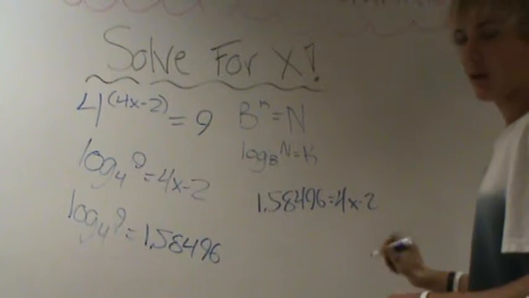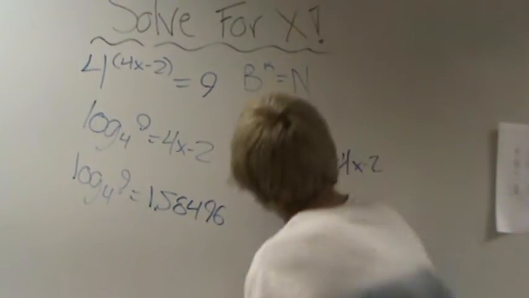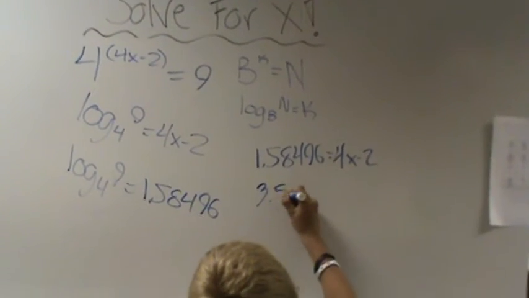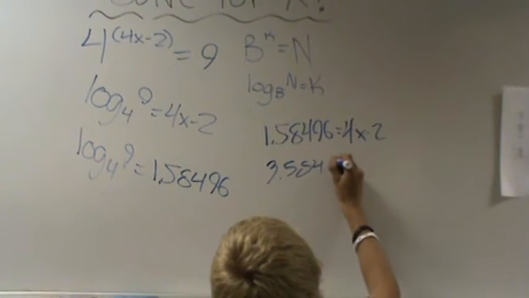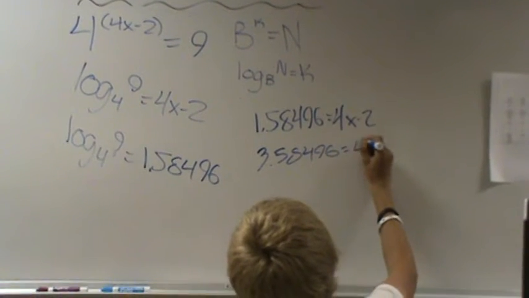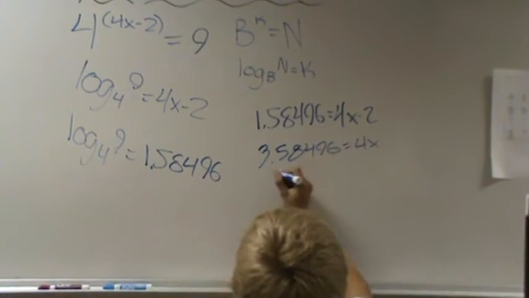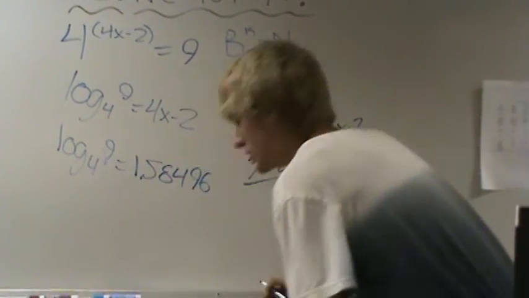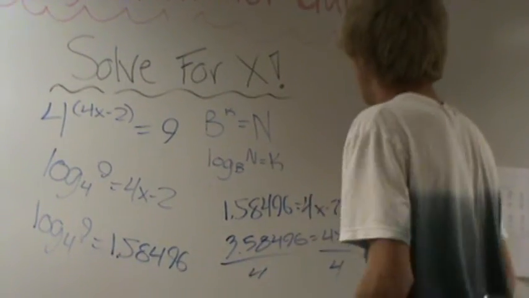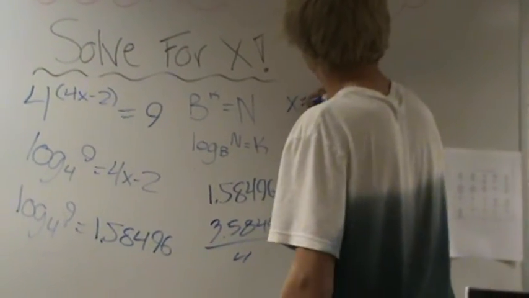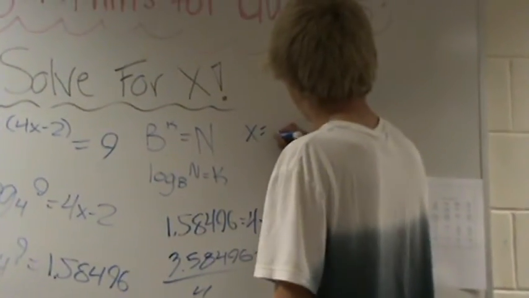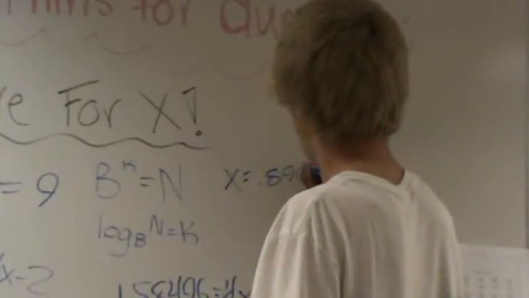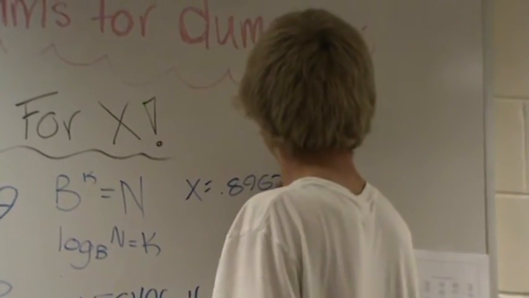Now that you got that, you're going to want to add the 2 over there, which then becomes 3.58496 equals 4x. And you're going to divide each side by 4. Once you do that, you'll get your answer. So our answer becomes x equals 0.89624.